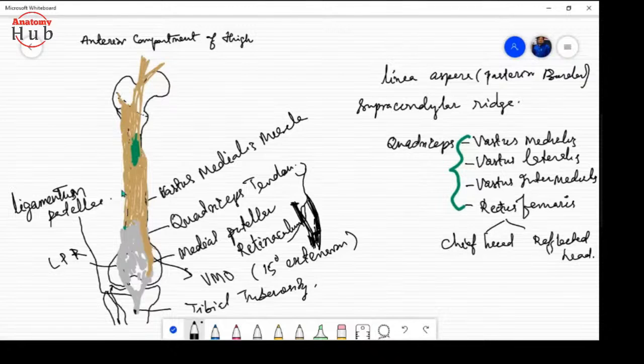So this ligamentum patellae is nothing but the extension of your retinaculum along with the quadriceps tendon, when they leave the apex of the patella and join with the tibial tuberosity. Though they are connecting from the apex of the patella to the tibial tuberosity, that will be known as the ligamentum patellae instead of the quadriceps tendon. Clear?